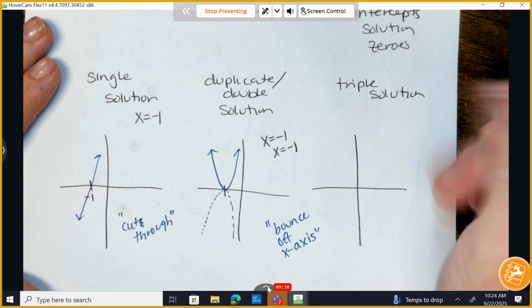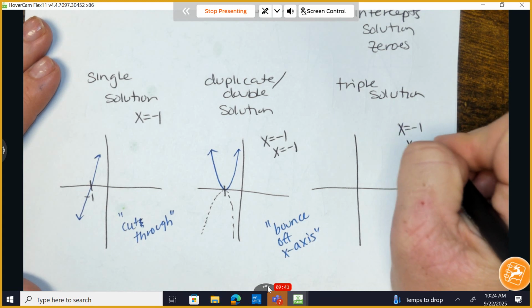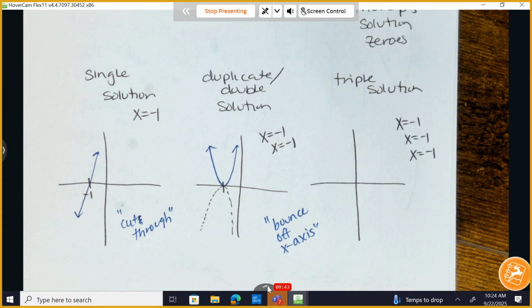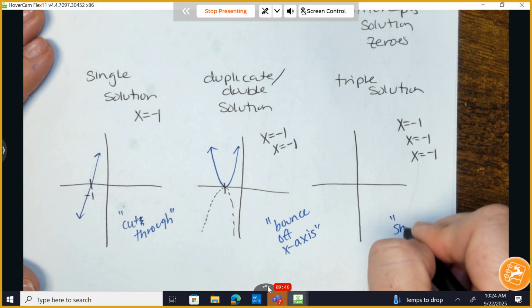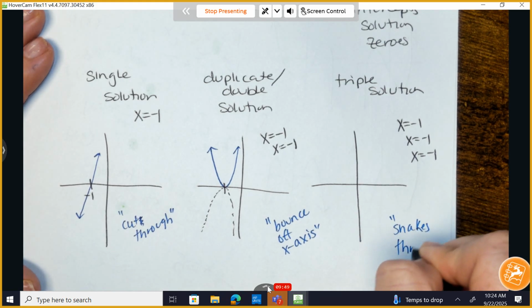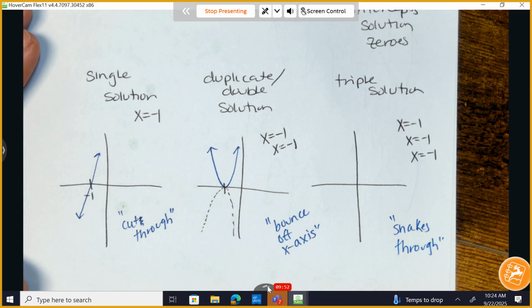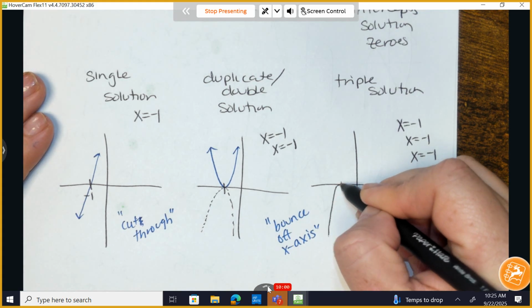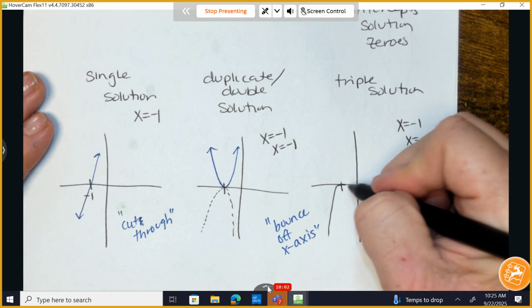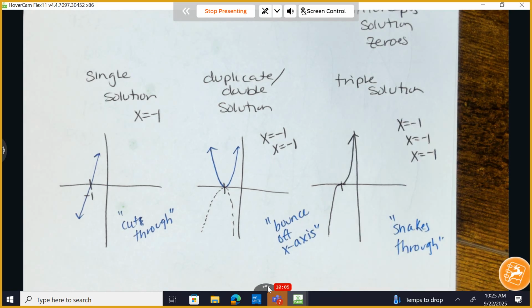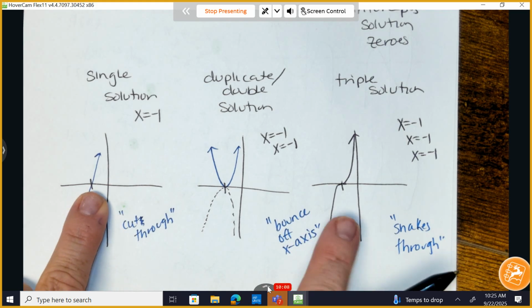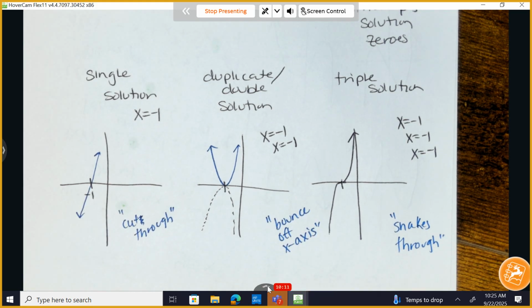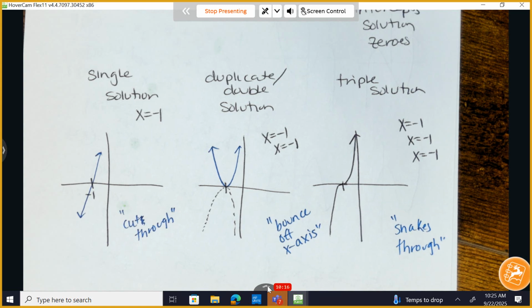What happens when we have a triple solution, like x equals negative 1 3 times? Then we use the word it snakes through. So I'm going to go to negative 1, and when it snakes through, it approaches the x-axis and then it becomes flat or parallel to the x-axis for just a short period of time before then going through. There is a difference in what a single solution and a triple solution looks like.